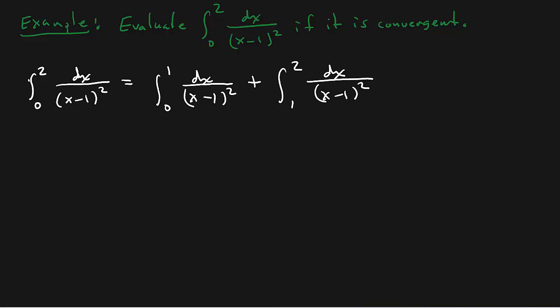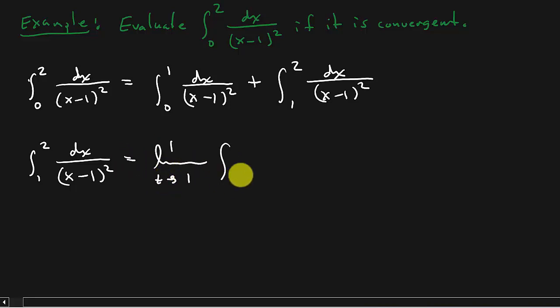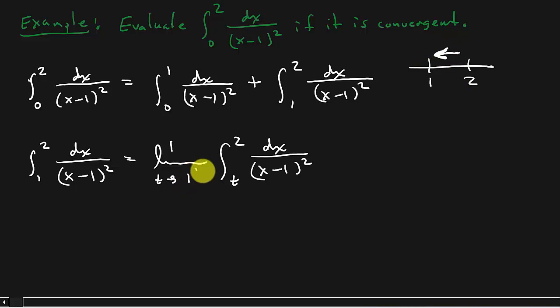Let's do the one on the right. So I've got the integral from 1 to 2 of dx over x minus 1 squared. That's equal to the limit as t goes to 1 of the integral from t to 2 of dx over x minus 1 squared. Now look at this. We've got 1 to 2, so we're coming in from what side? The right side, approaching 1 from the right.